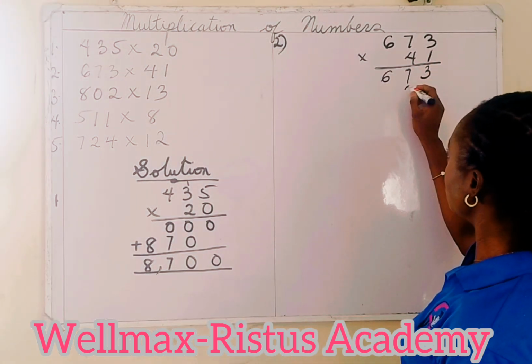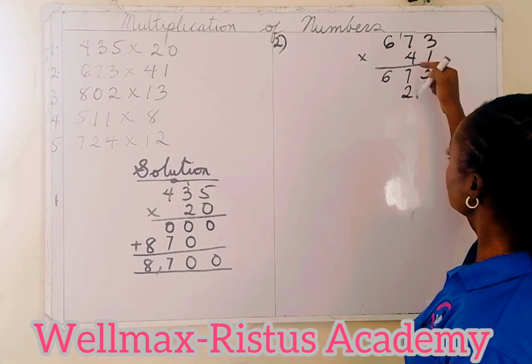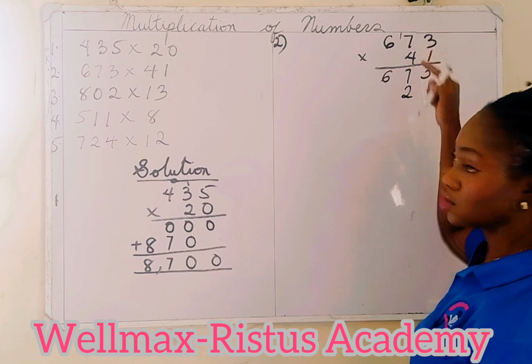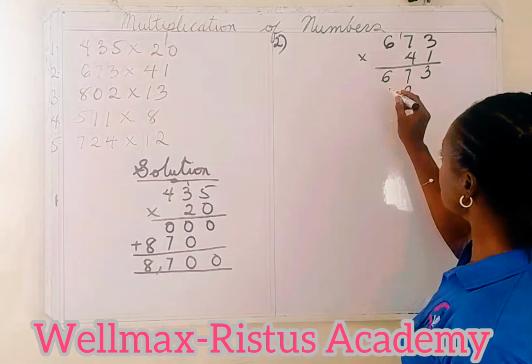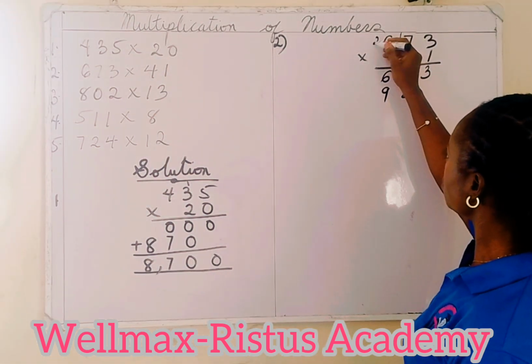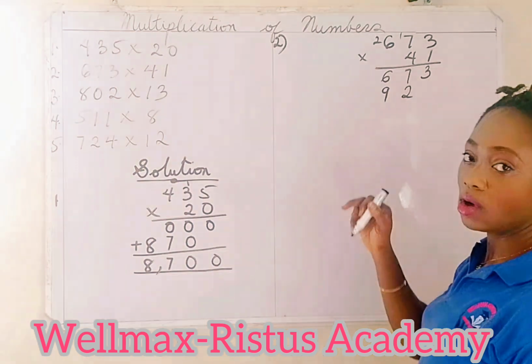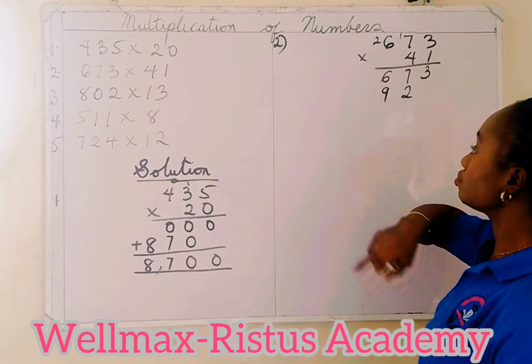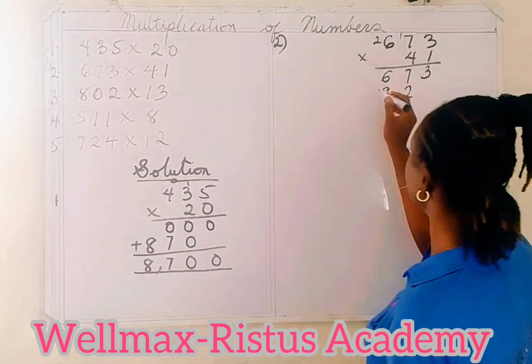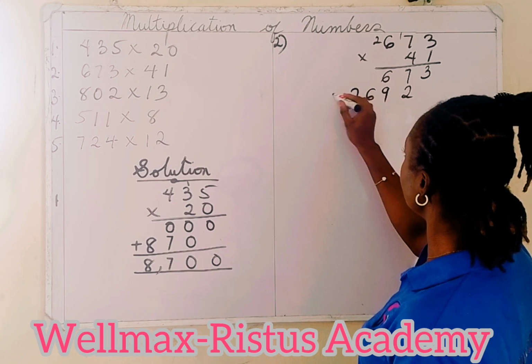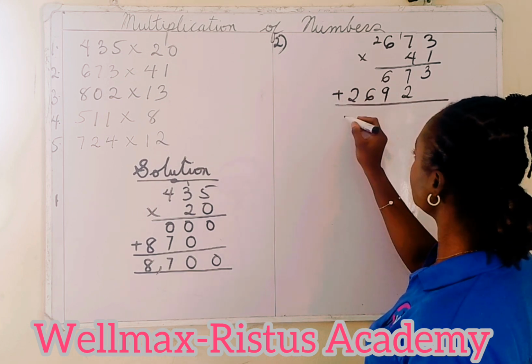4 times 3 is 12. Write down the 2 and carry 1. 4 times 7 is 28. 28 plus 1 is 29. Write down 9 and carry 2. 4 times 6 is 24. 24 plus 2, that's 26. So write down 26 here and then we'll add the numbers.